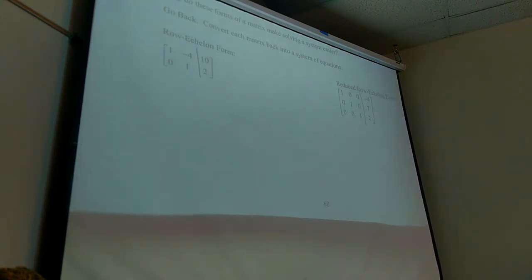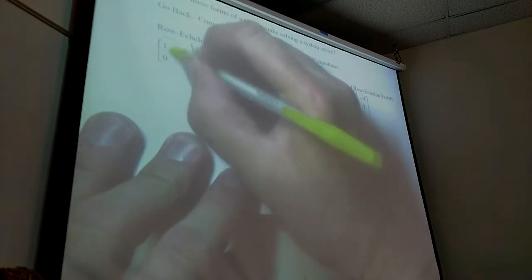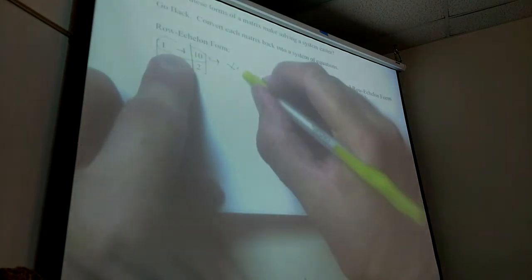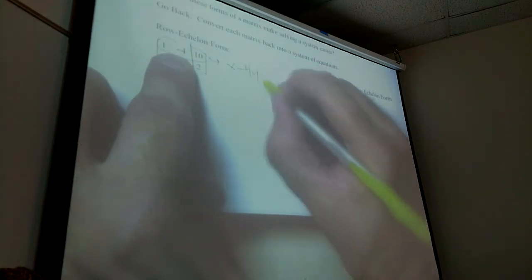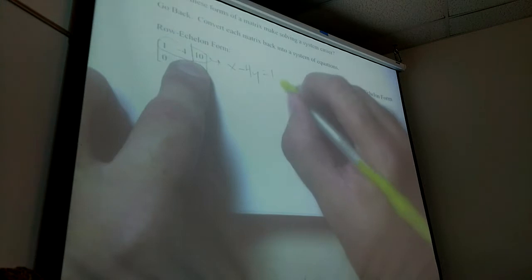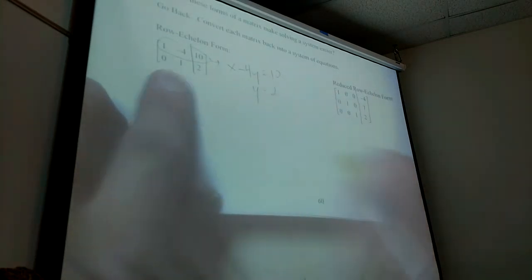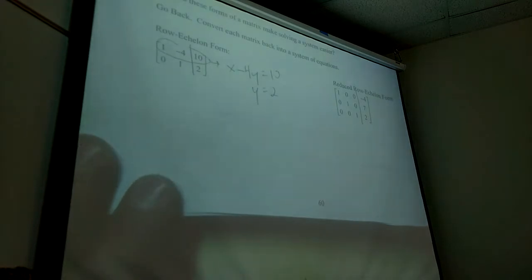So let me make sure. This first row, if you call this the X row, what does this first row become? The X column, and this is the Y column. So this is X minus 4Y equals 10. And this one is Y equals 2. Now that's pretty good. But I still have work to do to solve it, right?